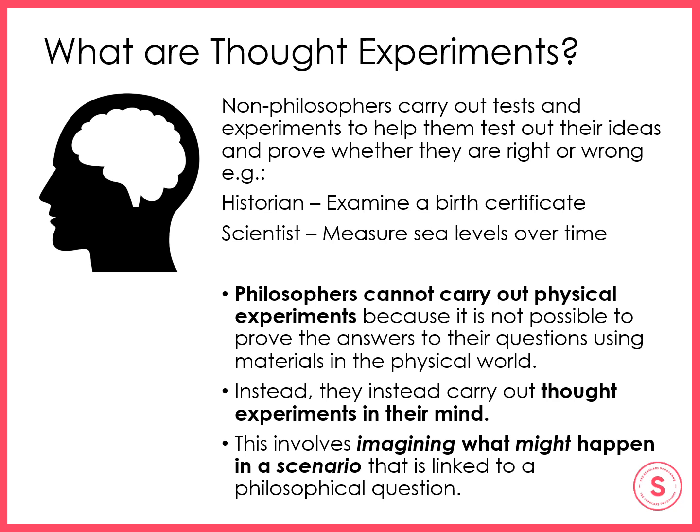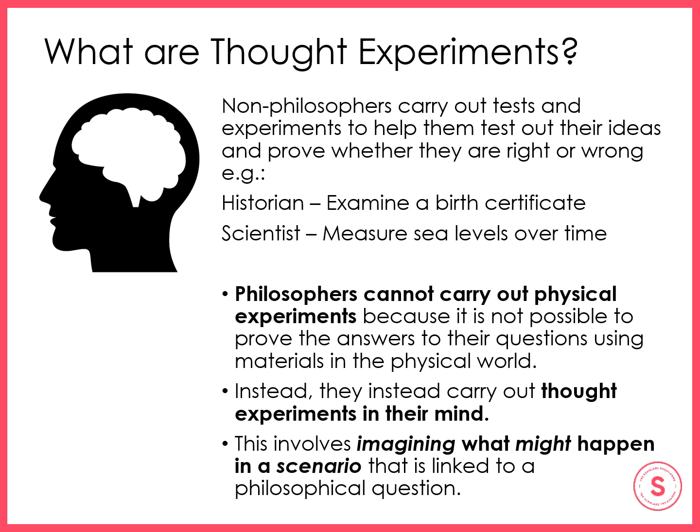So now we're going to have a look at one of the methods that philosophers use to answer these philosophical questions. This is the method of using a thought experiment. Now, non-philosophers carry out tests and experiments to help them test out their ideas and prove whether they are right or wrong. So, for example, a historian might examine a birth certificate that actually exists in the physical world in order to help them answer the question of when a historical figure was born. And a scientist might measure sea levels over time to check whether or not they are indeed rising.